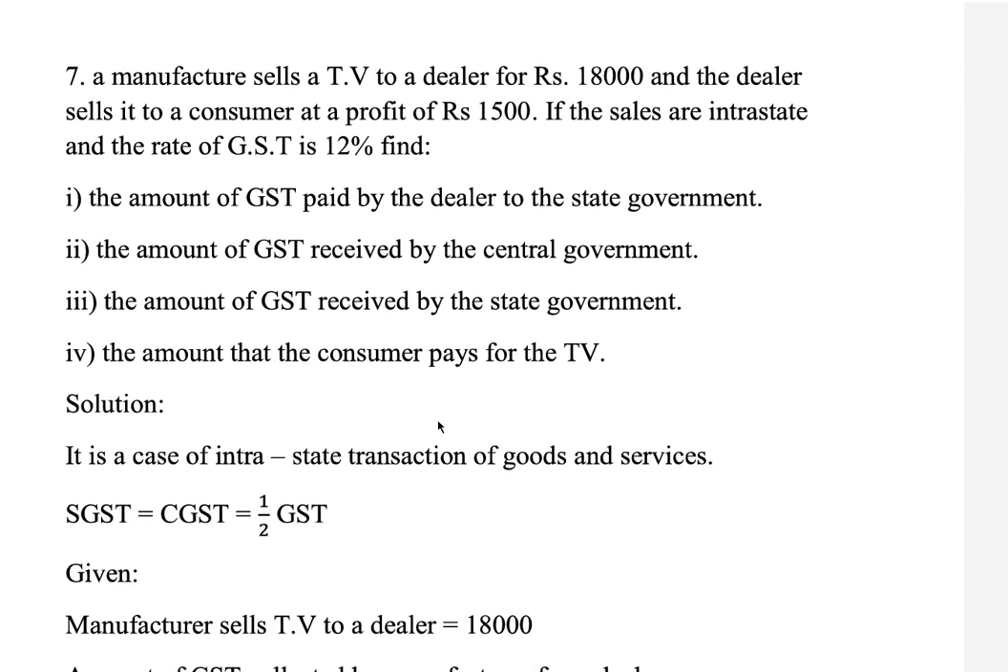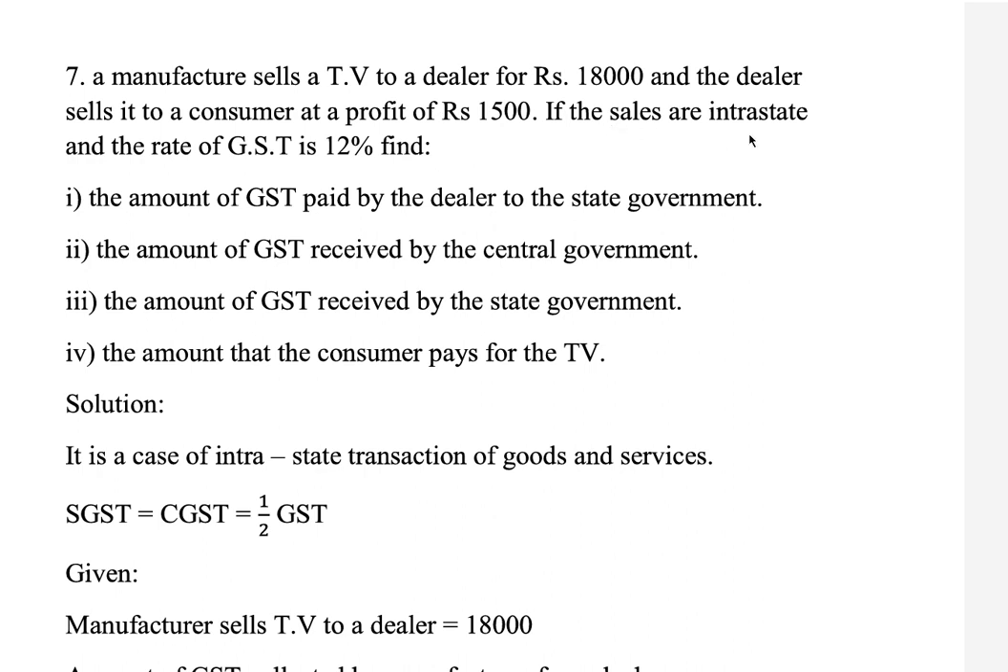Come to the next question. See the next problem. A manufacturer sells a TV to a dealer for rupees 18,000 and the dealer sells it to a consumer at a profit of rupees 1500. So here three parties are involved. One is the manufacturer selling the TV to the dealer. The dealer is the second stage. From the dealer to the consumer is the third stage. So three people are involved.